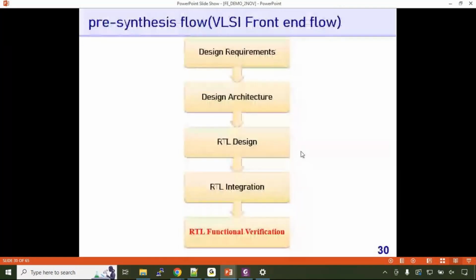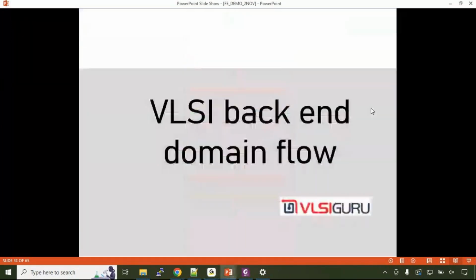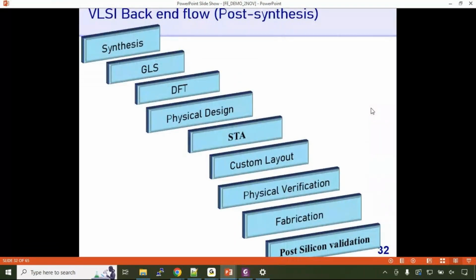So these are the different steps in the pre-synthesis. Requirements, architecture, RTL design, RTL integration, RTL functional verification. In backend domain, the steps start from synthesis and go till post silicon validation. It's nothing new. Whatever I have explained in the previous slide, same thing.